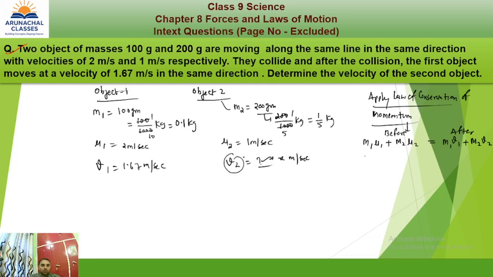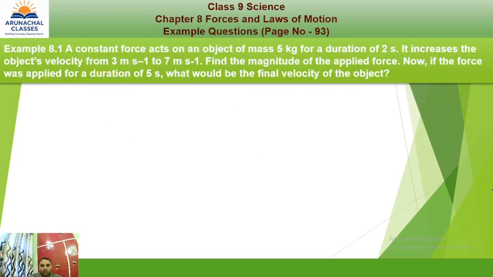As we need to find v2 here, we put the values first. m1 is given as 0.1 kg, u1 is given as 2 meter per second, plus m2 is given as 1 upon 5 kg, and u2 is given as 1 meter per second, equal to m1, 1 upon 10 kg, times v1, given as 1.67 meter per second, plus m2, 1 upon 5 kg, times v2, or simply x meter per second.